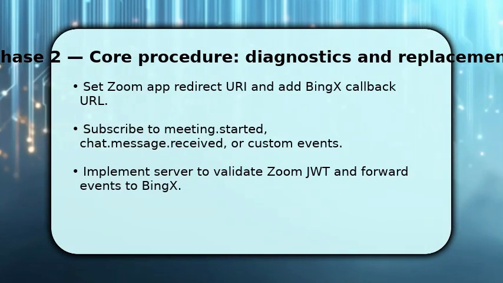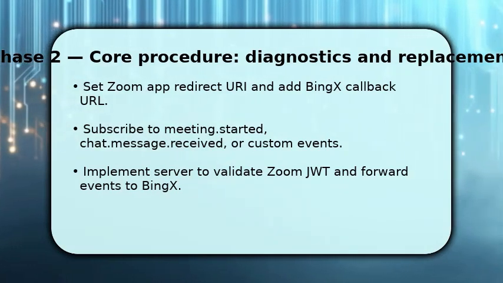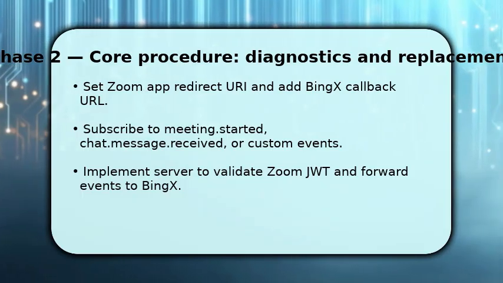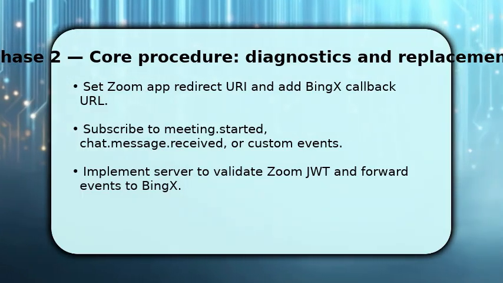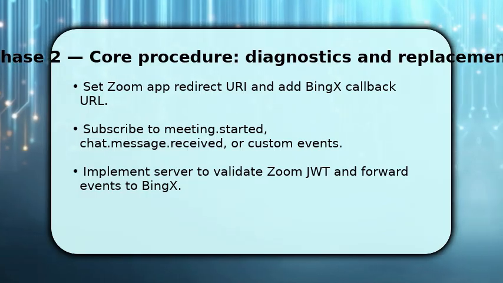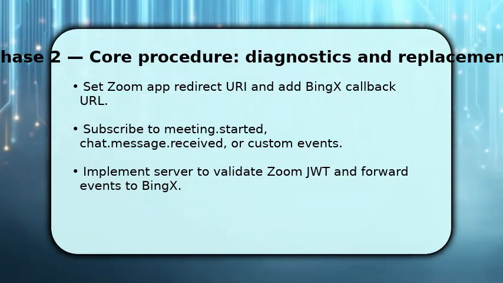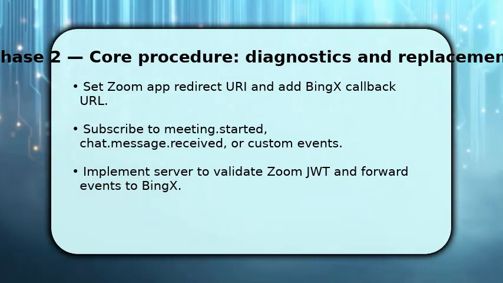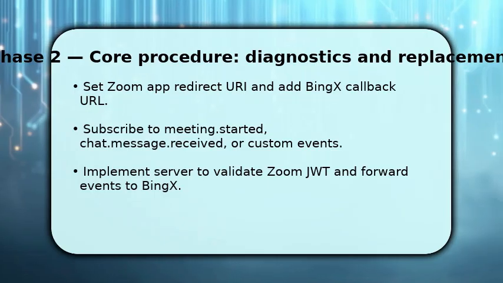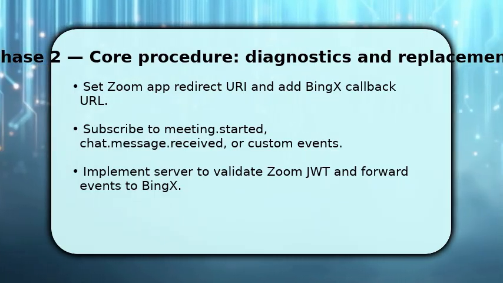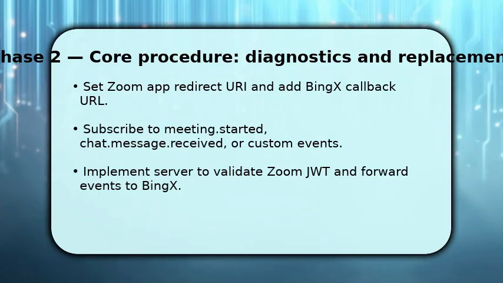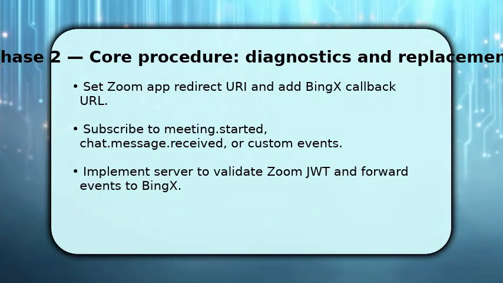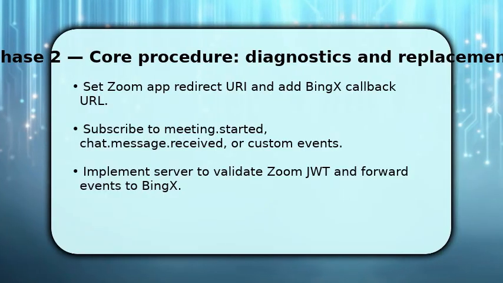Now you configure the Zoom app. Paste your server's redirect URI and the BingX callback URL into the OAuth settings. This enables the authentication flow. Subscribe to the specific Zoom events you need, for example, meeting.started or chat_message.received, so data flows only when relevant. On your server, implement JWT or OAuth token validation to confirm Zoom requests.